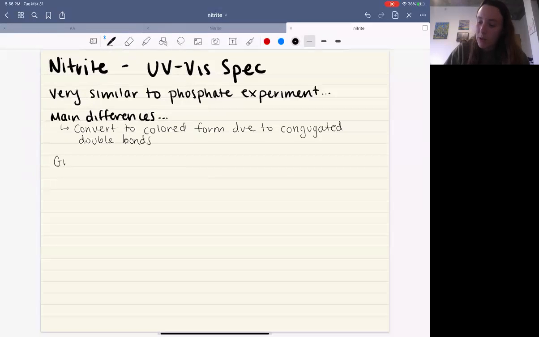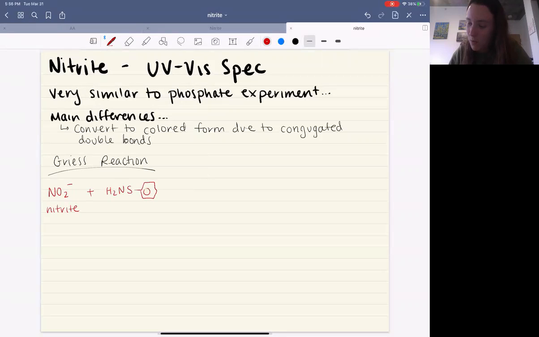Okay, so the reaction that we do in this experiment is called the Griess reaction. And let's go through that here. We're going to start with our nitrite. Okay, and we're going to react that with sulfanilamide, which looks like this: H2N, SO2, benzene, and NH2. Okay, sulfanilamide. And that's going to react to form a diazonium ion.